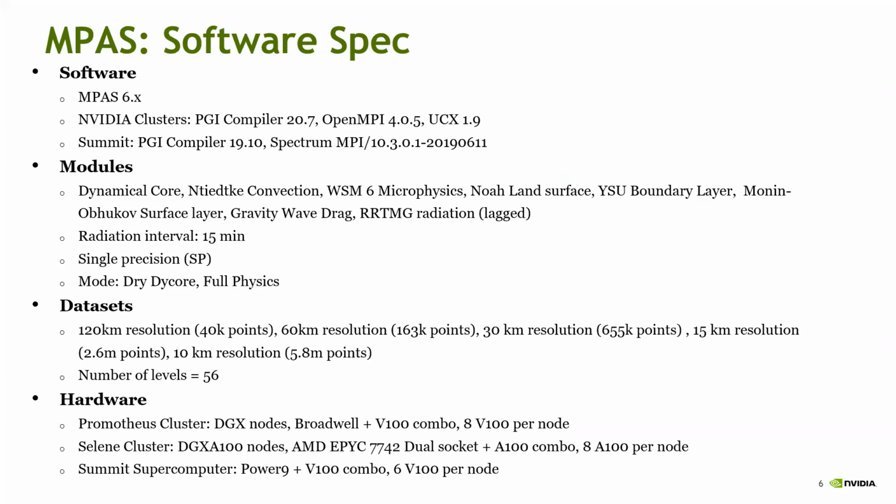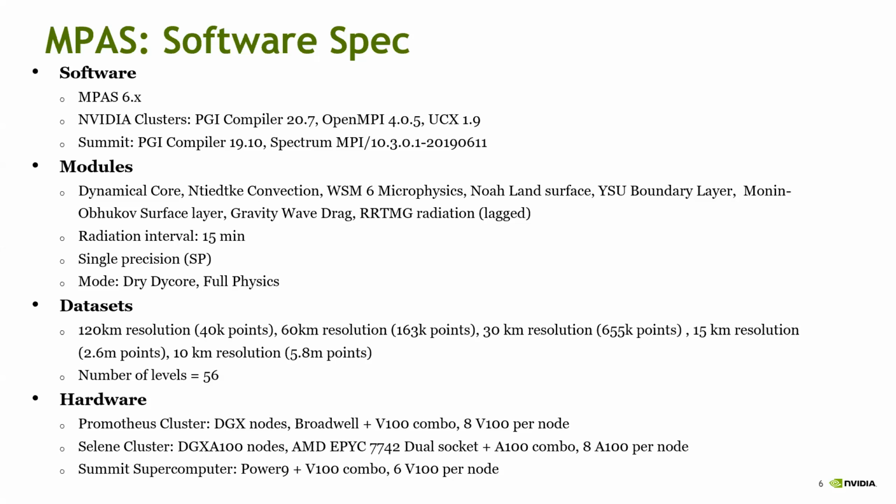The MPAS that is in production is basically a 6.x version. So today, for the performance analysis, we have used three different clusters, 2 of them from NVIDIA, and the software stack would be the PGI compiler 20.7, OpenMPI, and UCX that sits on top of the MPI to accelerate performance. And then we would, of course, be using Summit, which has a 19.10 PGI compiler, and for the MPI, we have Spectrum MPI.